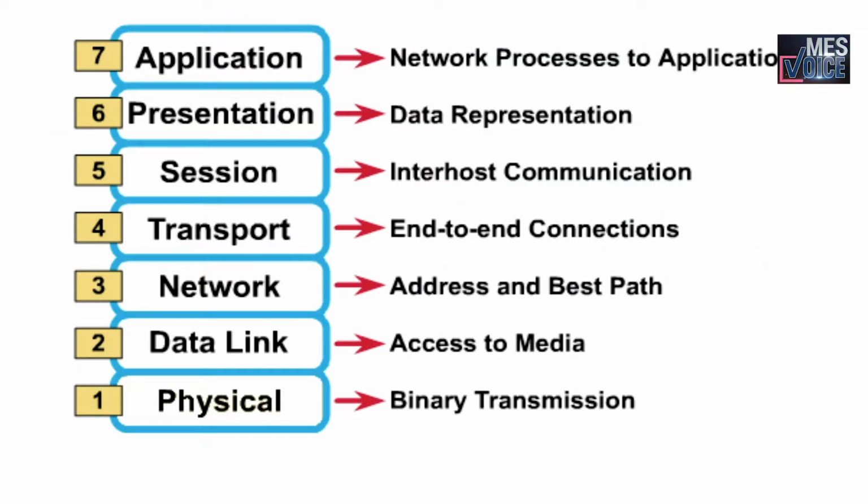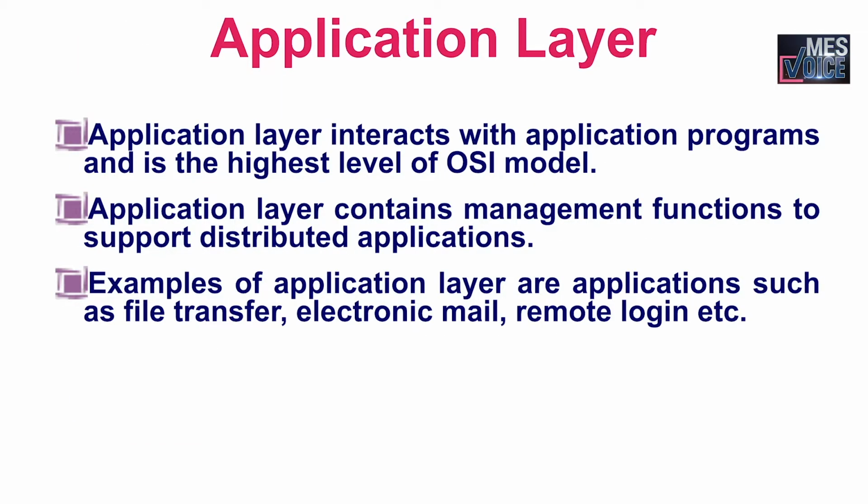Now this figure shows the architecture of the OSI reference model. There are 7 layers in this model: application layer, presentation layer, session layer, transport layer, network layer, data link layer, and the physical layer. Application layer. The application layer interacts with the application programs, and it is the highest level of the OSI model. The application layer contains management functions to support distributed applications. Examples of the application layer are applications such as file transfer, electronic mail, remote login, etc.